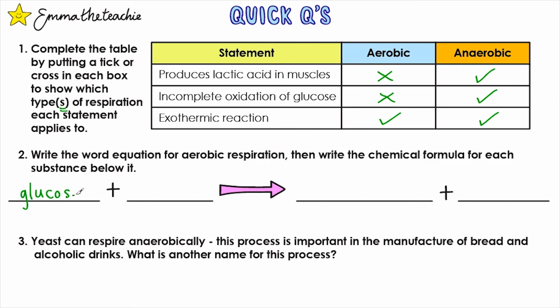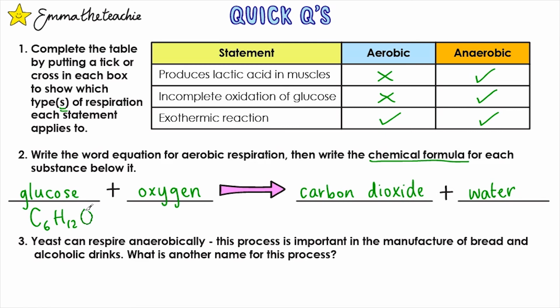2. Write the word equation for aerobic respiration, then write the chemical formula of each substance below it. So on the left, in either order, we've got glucose and oxygen, and on the right is carbon dioxide and water. And C6H12O6 is the symbol for glucose, O2 for oxygen, CO2 for carbon dioxide, and H2O for water.